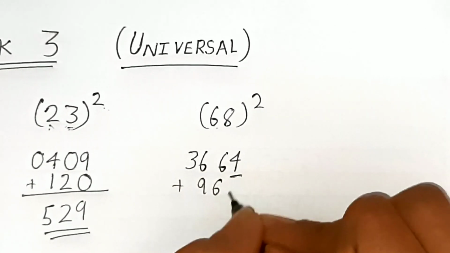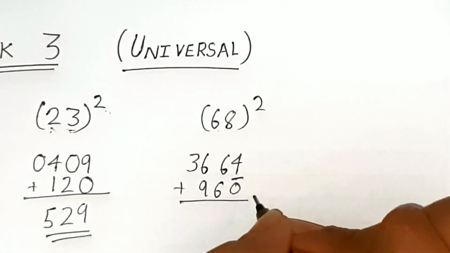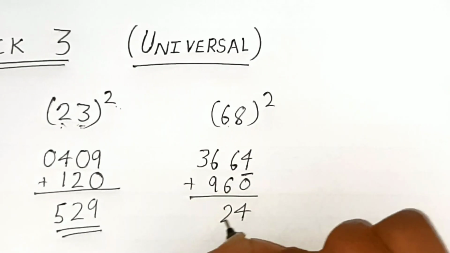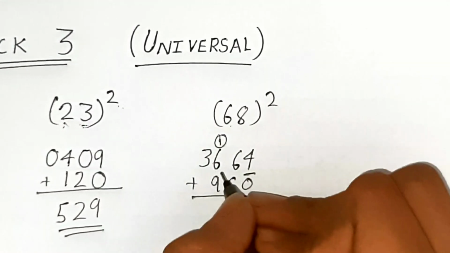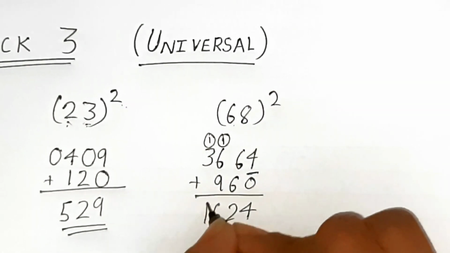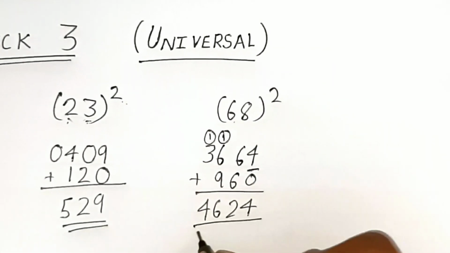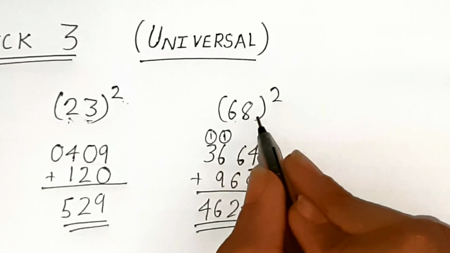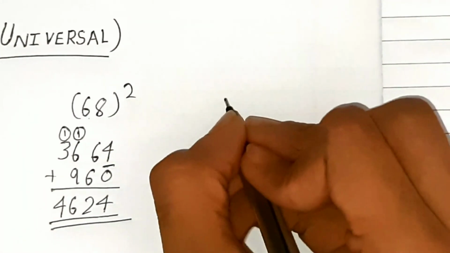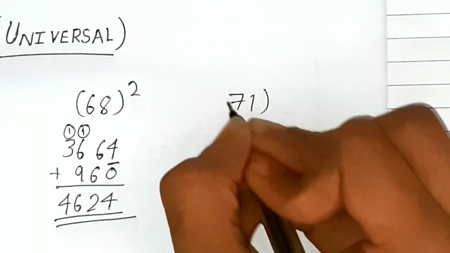So we'll get 4. 4 plus 0 is 4. 6 plus 6 is 12. Carry forward. We have 6 plus 9, 15 plus 1, 16. And 1, 4, 6, 2, 4. Here is your answer. You don't need to write this calculation. You write it only if it is tough for you. Otherwise you can do this calculation in your mind. Yeah, but you need to practice a lot.